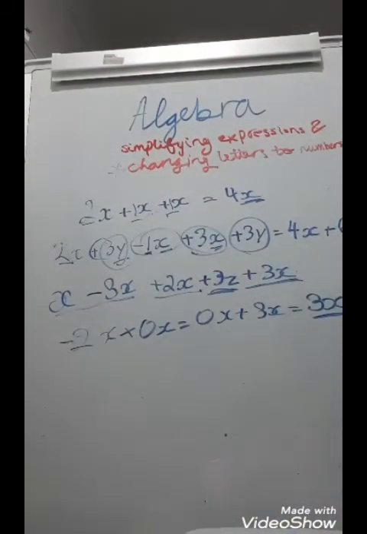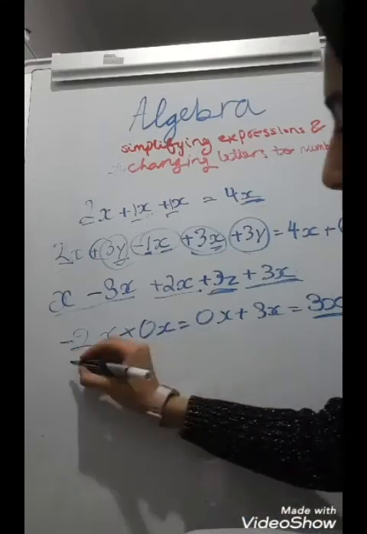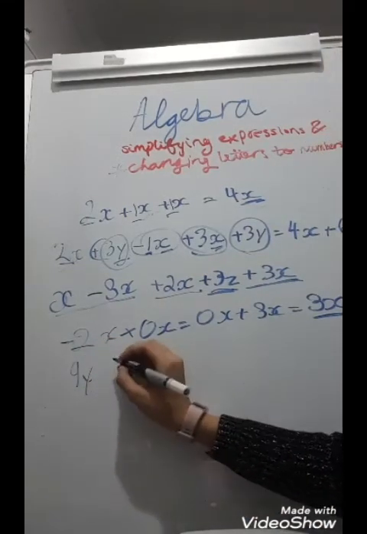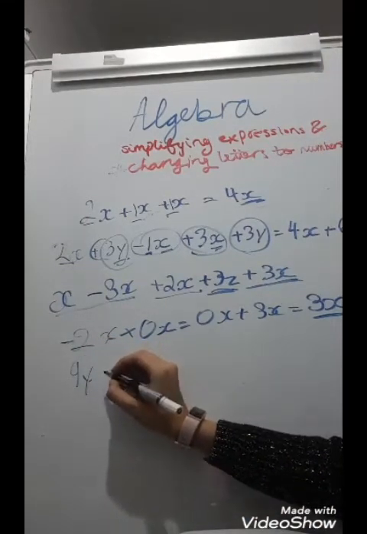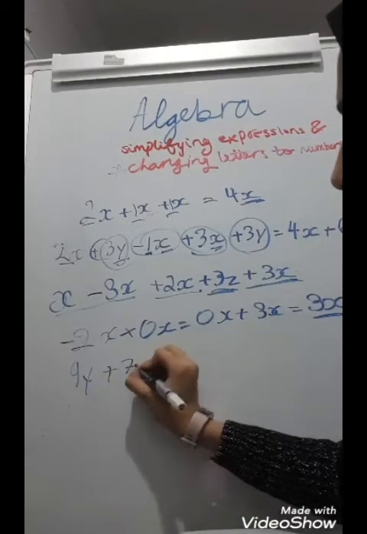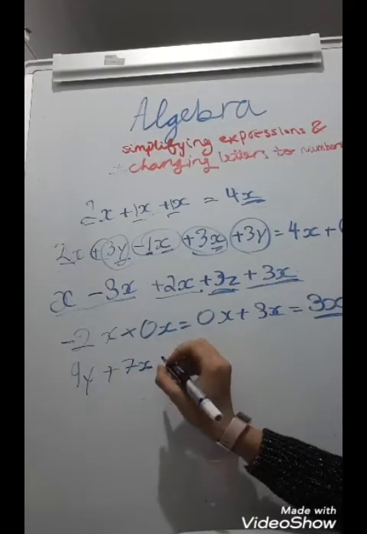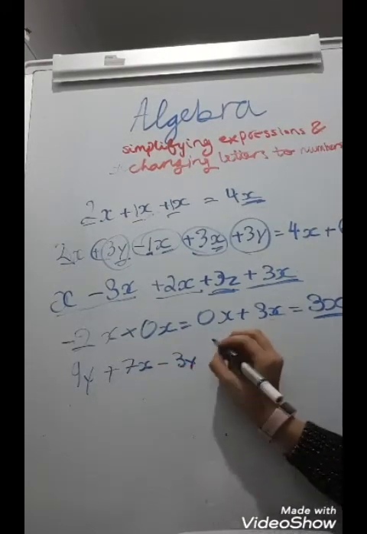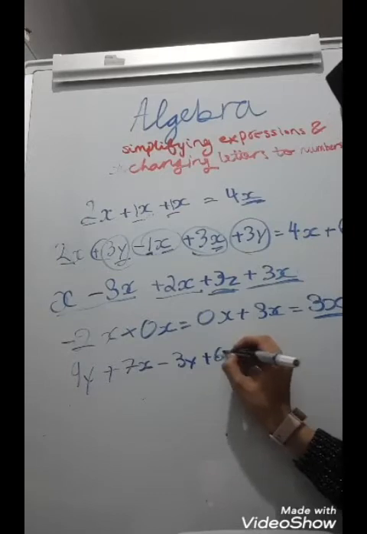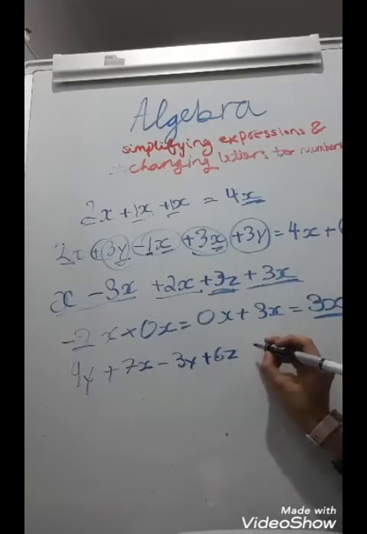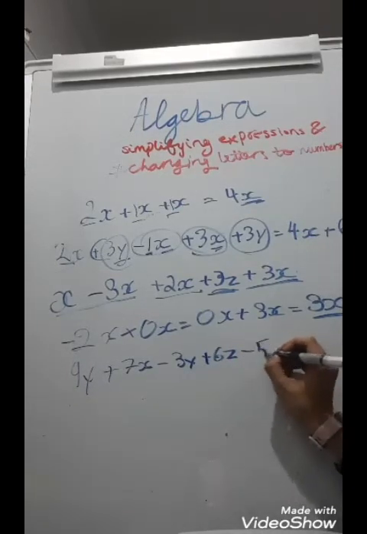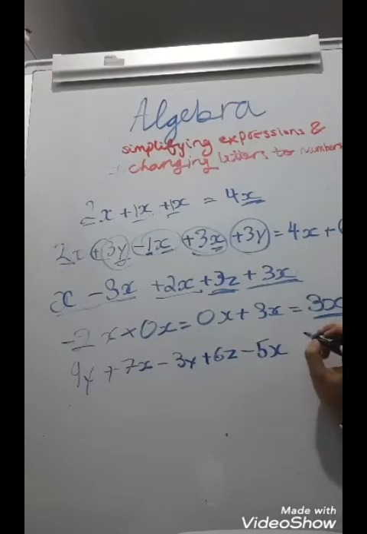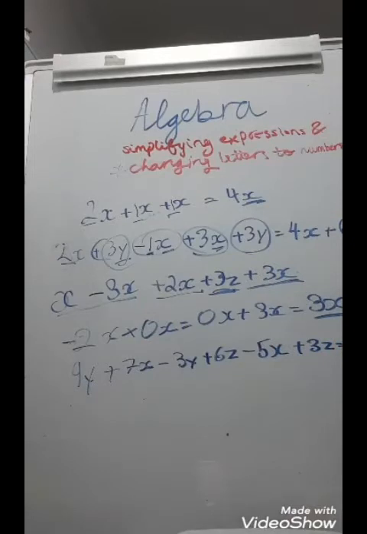So the next question is basically 9y plus 7x minus 3y plus 6z minus 5x plus 3z. And that would equal something, most probably something.